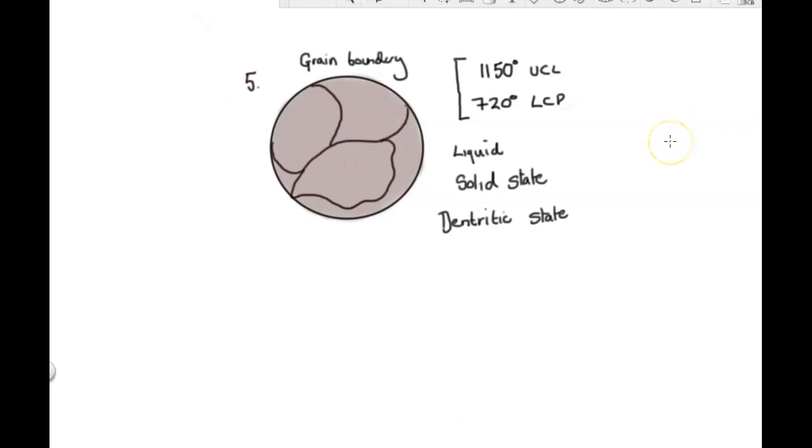they form grains and become a grain boundary. So they go from a liquid state to a solid state, alright, and a dendritic state. When you're watching the video, you'll see that happen in real time as they do the experiment.